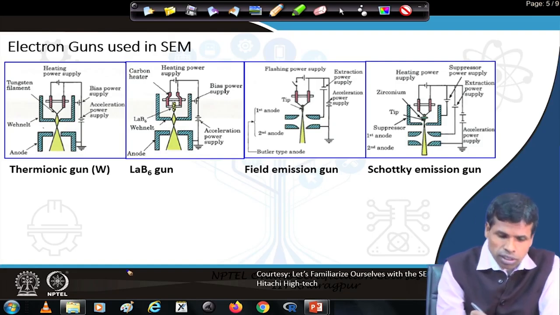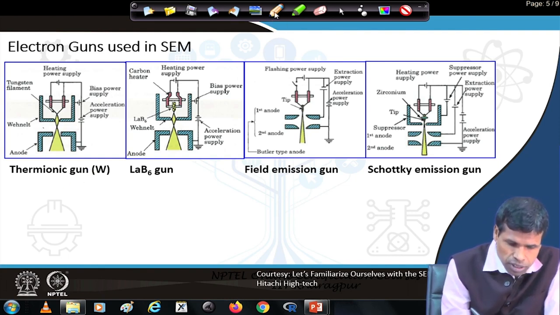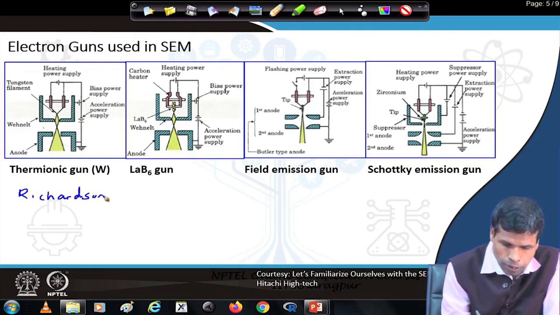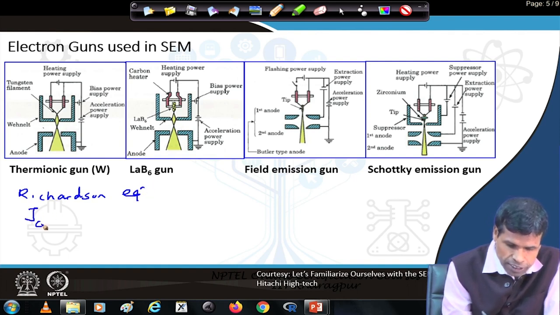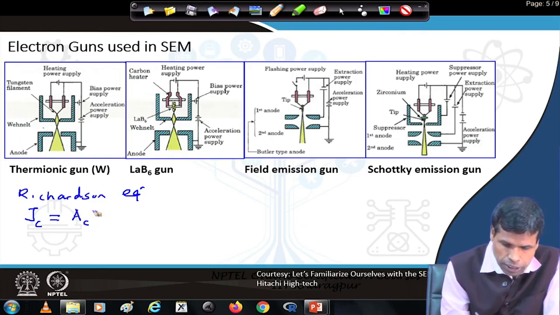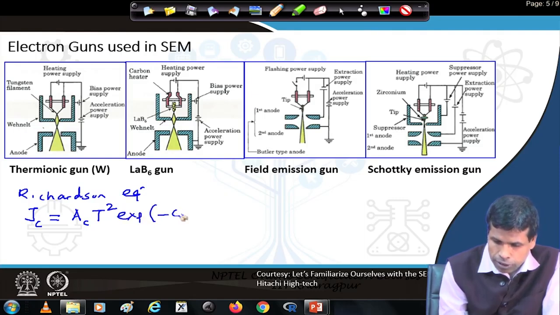Now, the cathodic current density produced by these thermionic guns can be expressed by the Richardson equation. How much cathodic current can be produced by a thermionic gun? J_c, the cathodic current density, is A_c T squared exponential minus phi divided by kT.